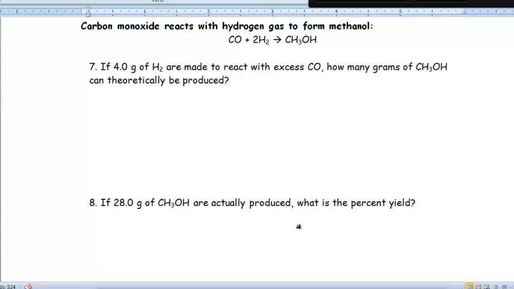Number 7. This one, I believe we worked in class today, but just in case, this one is a simple mass to mass conversion. You're being told that we have 4.0 grams of hydrogen, here it is in the problem. And you have an excess of carbon monoxide, so you don't have to worry about running out of the carbon monoxide. This is going to be your limiting reactant in this case, and you're being asked to determine how many grams of methanol you can make.